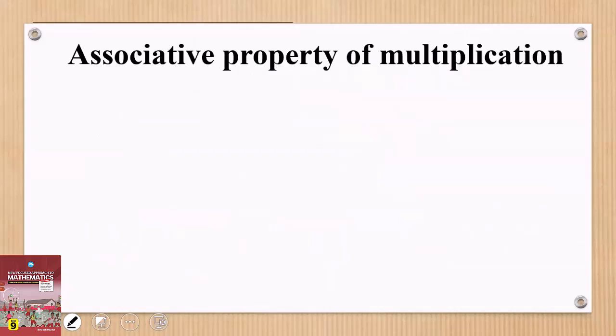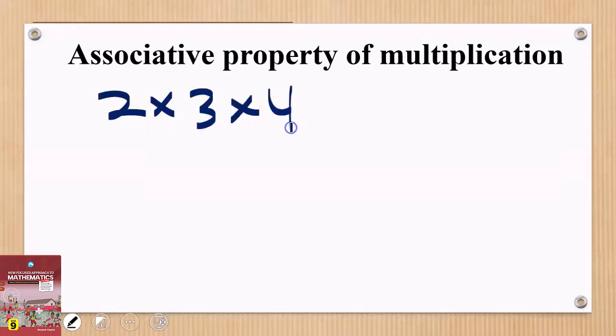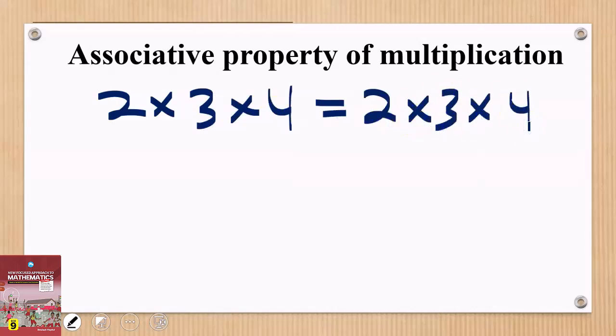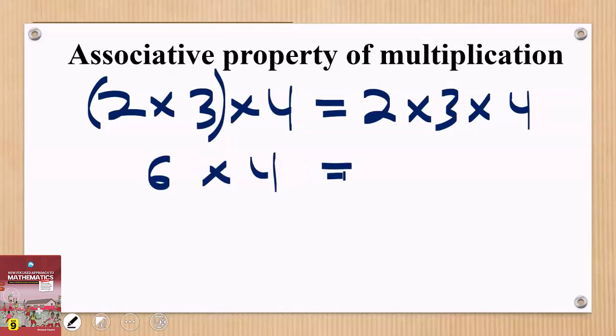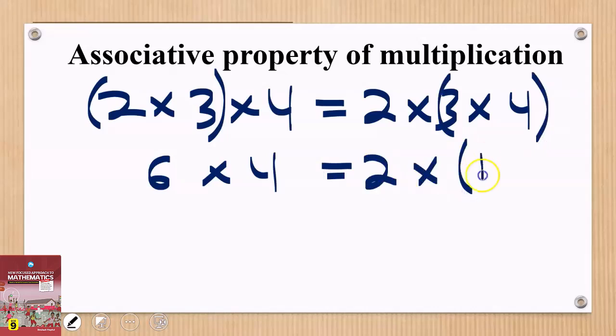Again, let's look at associative property of multiplication. If I have 2 times 3 times 4, I'm going to write the same thing, 2 times 3 times 4. So I've written the same thing. They are the same. Now, in the course of multiplying, let me multiply this one first, which of course I'm going to have 6 times 4. At the other side, let me multiply this one first rather. So 2 times into bracket 12. That is 3 times 4.